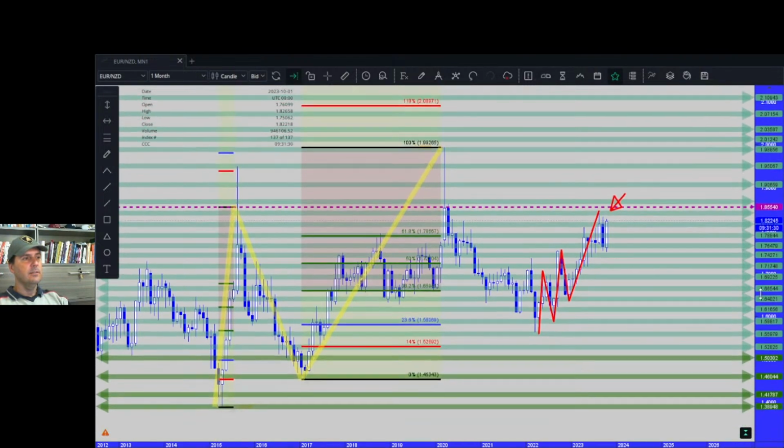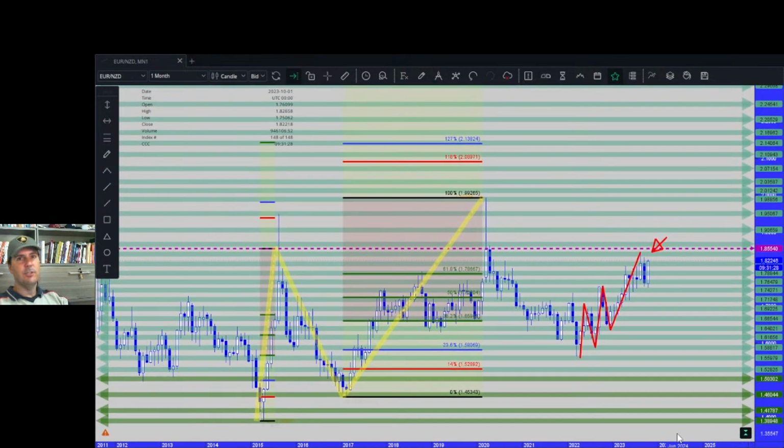Right? Now you must make a decision on direction, and you must make a decision on timing, and you must make a decision on pattern, what pattern is in play right now. Right?